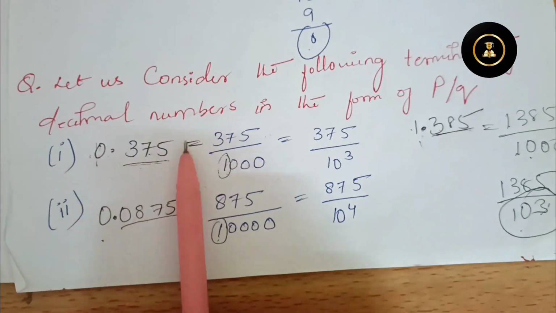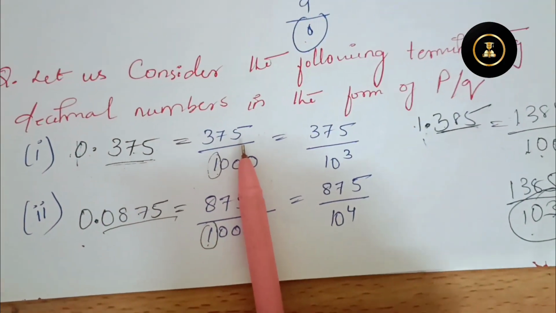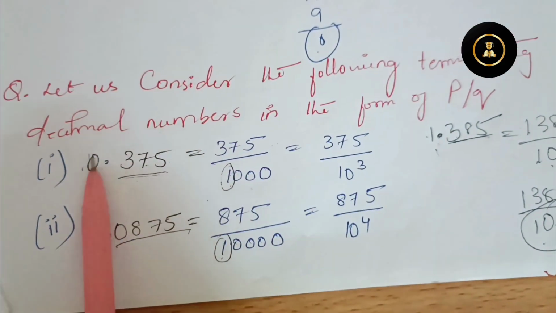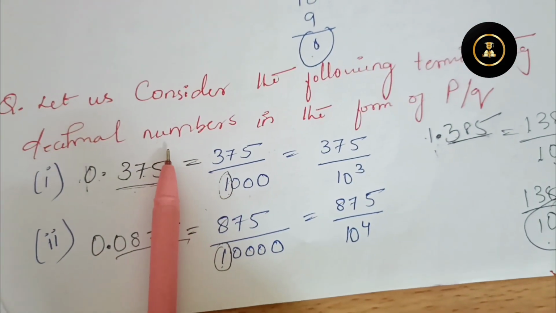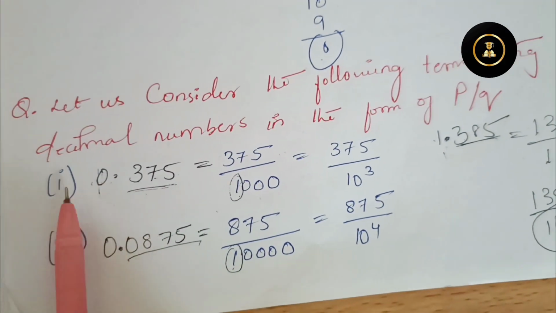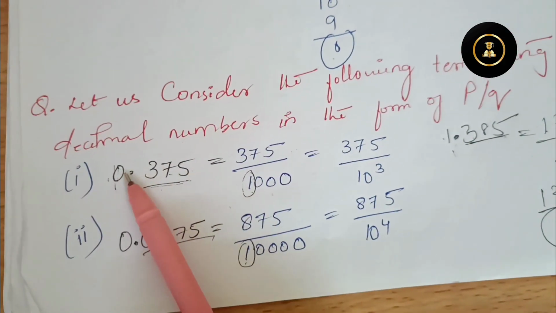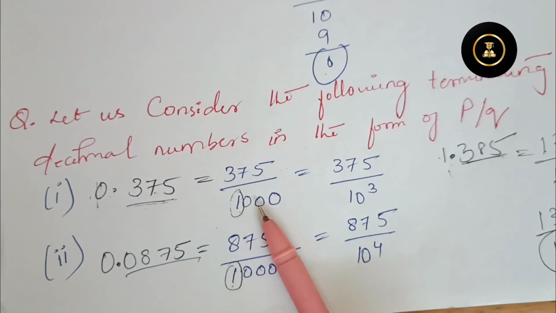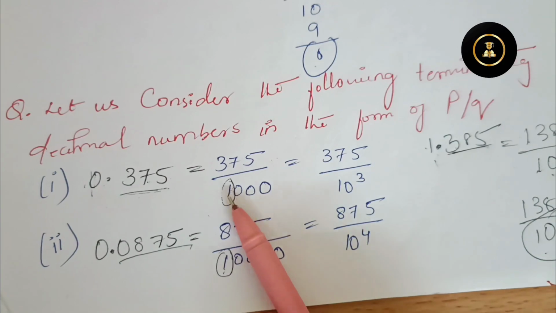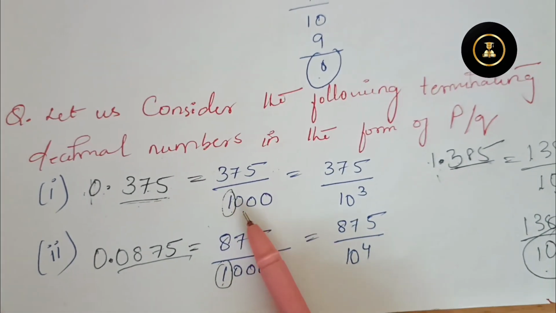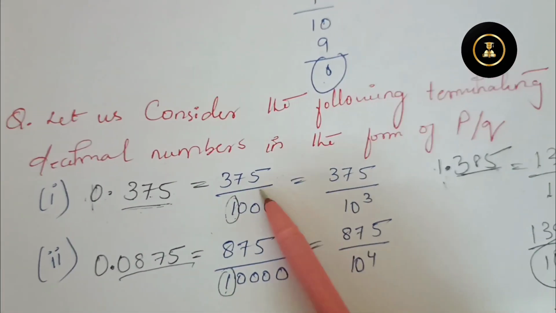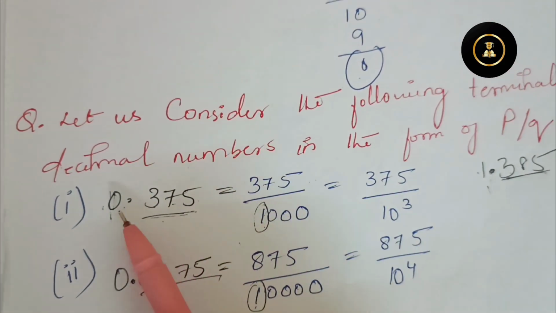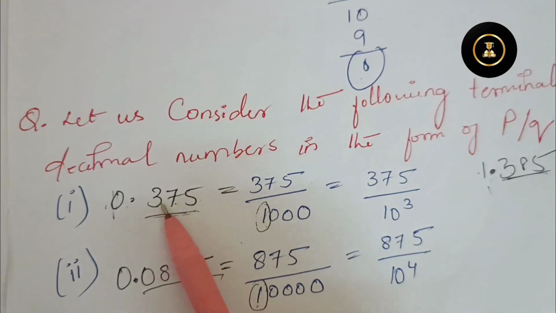Now let us consider the following terminating decimal numbers in the form of p by q. If they give you the decimal form, you have to convert it into p by q form. How will you convert? Step 1: first write all the numbers given in the decimal, removing the point, in the numerator. And in the denominator, it will always be 10, 100, 1000 and so on. So write 1, and after the 1, how many zeros? It depends upon how many digits are there after the point.